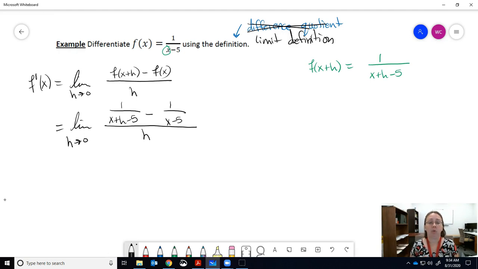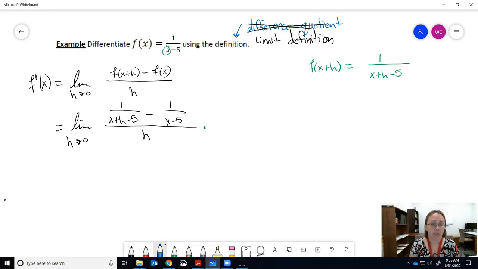What algebra can we do to simplify this in hopes that we get rid of that indeterminate form situation? Well, I look at this and I see fractions inside of fractions. That's a great algebra thing. We can totally get rid of that. So how do we do that? How do we get rid of the situation where we have little fractions on top of a bigger fraction?